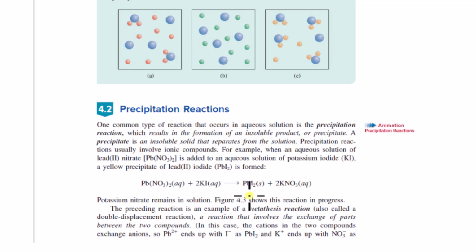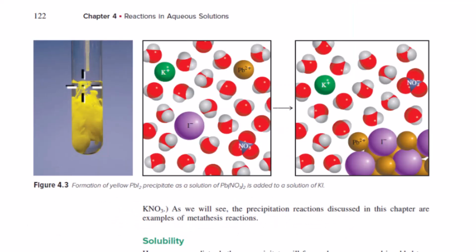It's not aqueous. But now when the potassium and the nitrate interact, that resulting ionic compound is soluble, so this just remains dissolved. But it could have been the case, depending on the circumstance, where this combination also is insoluble, and you have two precipitates. So if we come to figure 4.3, we can get an illustration of this. There the solutions are mixed, and there's the solid precipitating out, the lead-2 iodide.